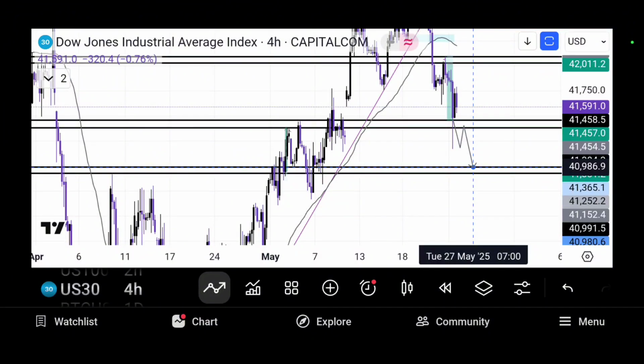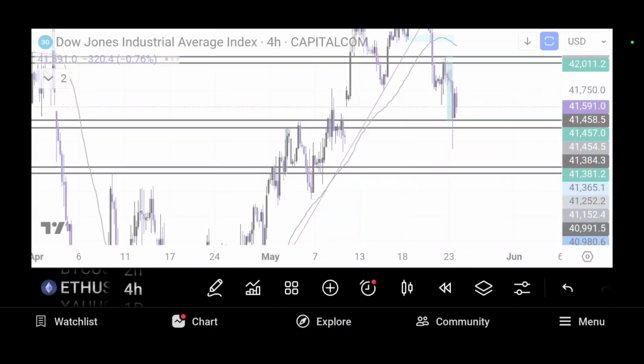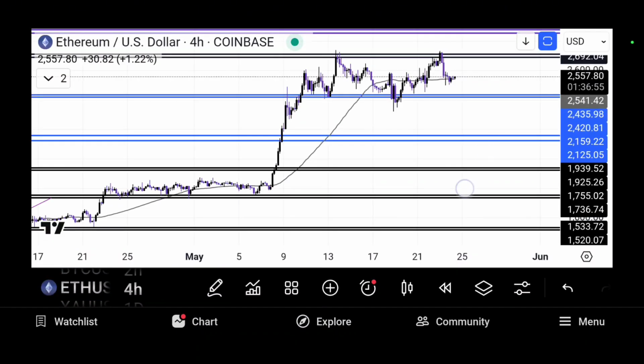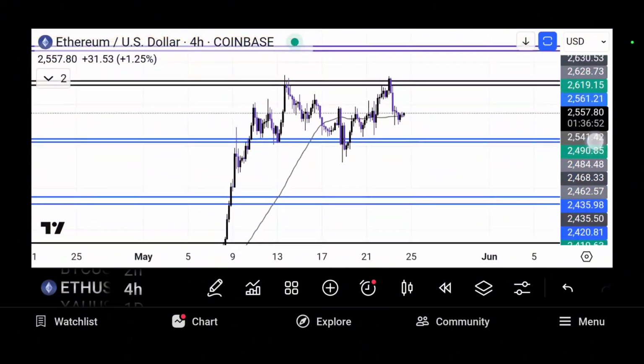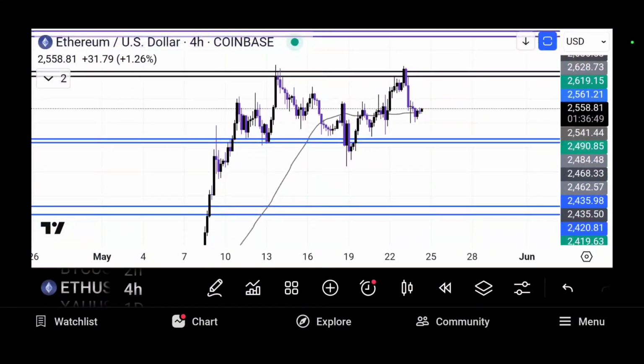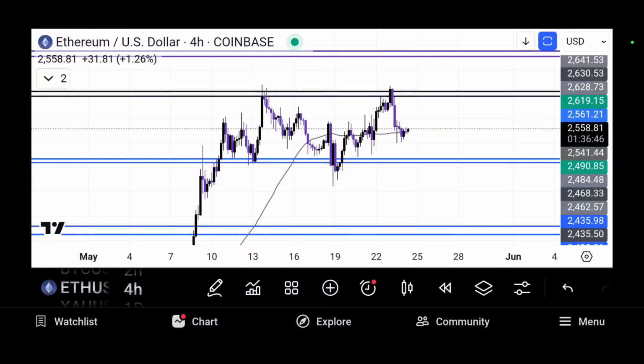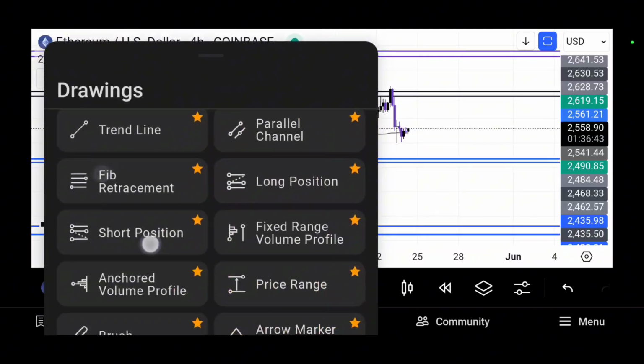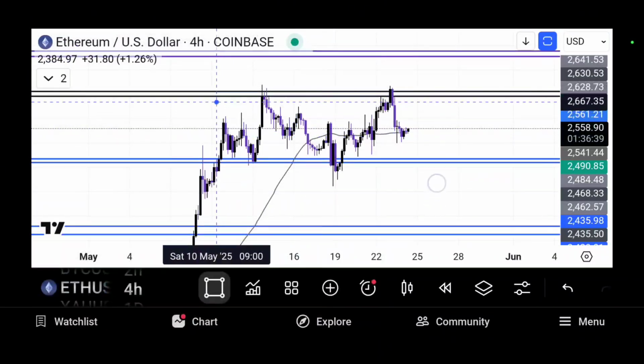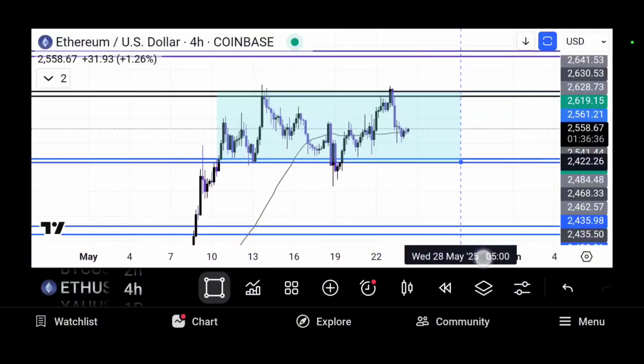Euro USD. Sorry, Ethereum USD. So yeah, this is Ethereum USD. With the first glance at this market, you can see that this market is ranging. The market is absolutely ranging. It's stuck in one box.